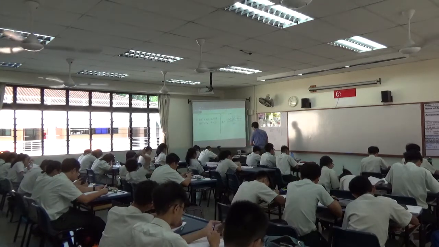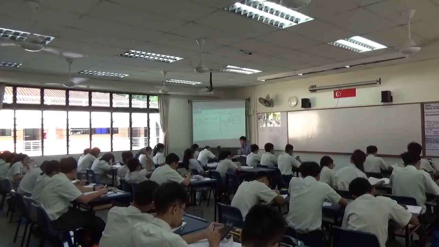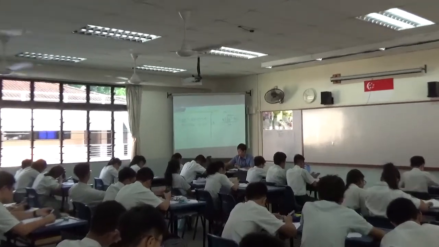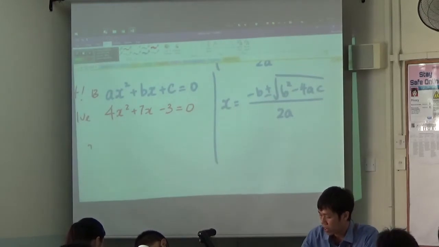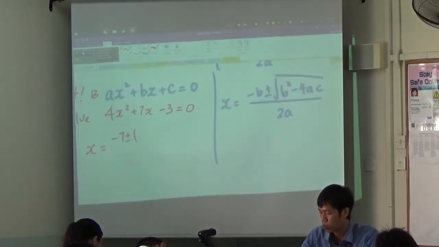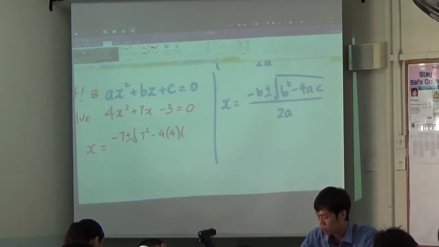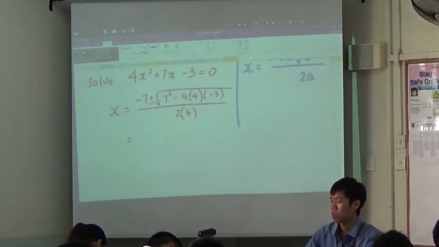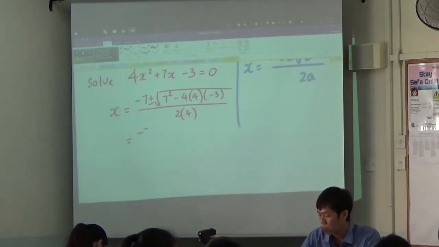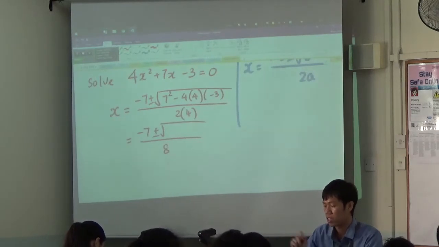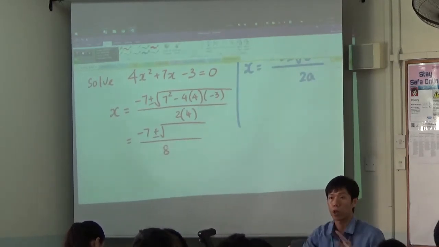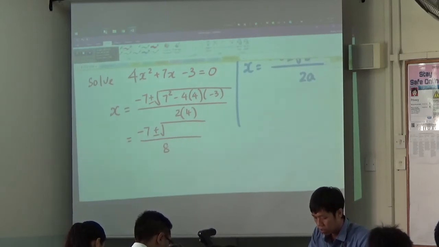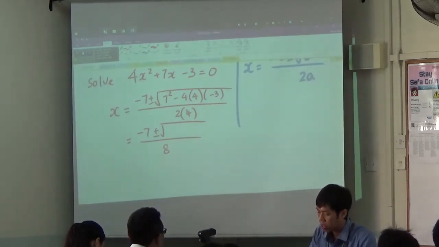Now let me do the substitution. I see that many of you don't have problems with it, but your presentation requires a bit of work. So from here, x must be negative 7 plus minus square root of 7 square minus 4 times 4 times negative 3, over 2 times 4. From here on, I will just copy this down. I want to evaluate what is inside my square root because I want to have the exact value. So 7 square minus 4 times 4 times negative 3, 16 times 3, plus 49. So this is square root 97.